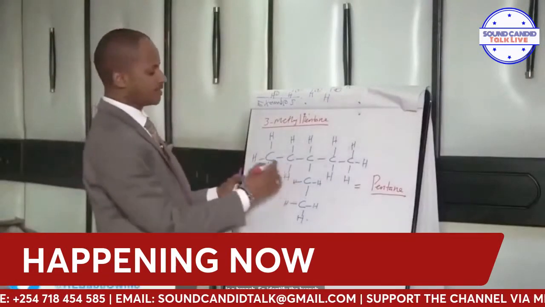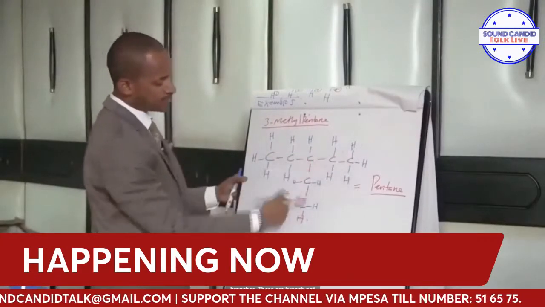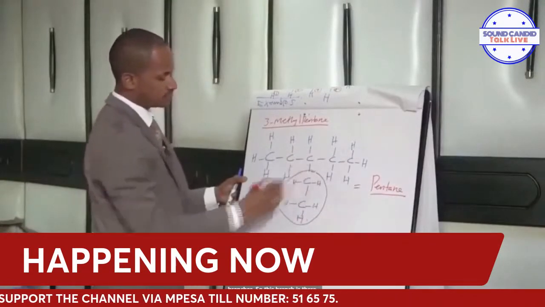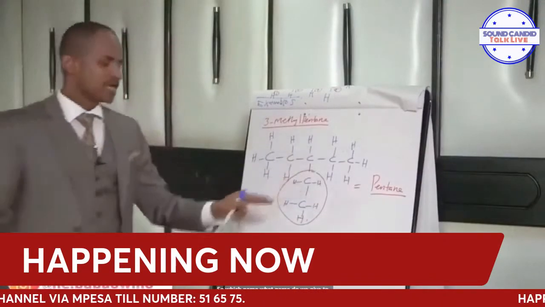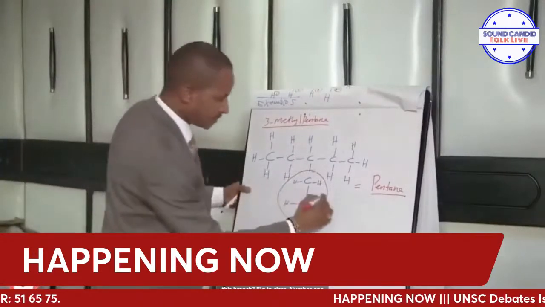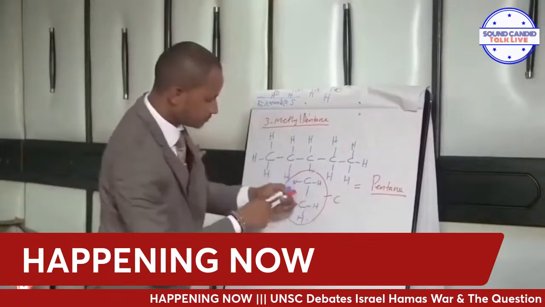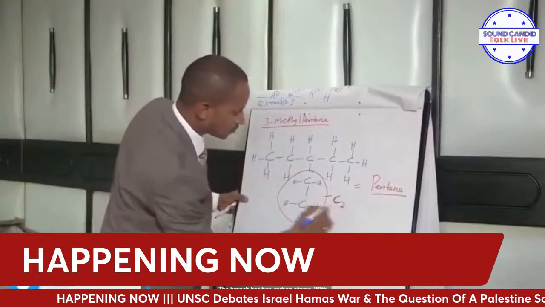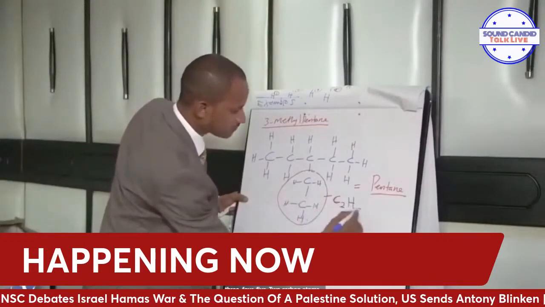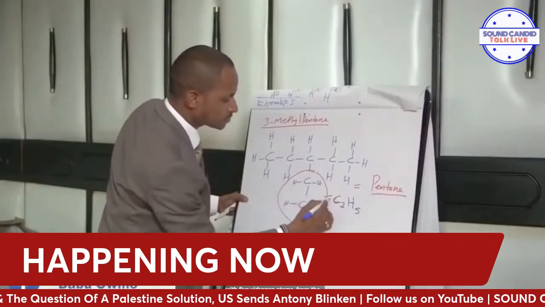So identify the branch. If this is our longest continuous chain, which means these are branches. This is a branch, not branches. So this branch is there. So what name do we give to this branch? Be keen, class. Number 1, this branch has 2 carbon atoms. The branch has 2 carbon atoms with how many hydrogen atoms? 1, 2, 3, 4, 5. 2 carbon atoms with 5 hydrogen atoms.